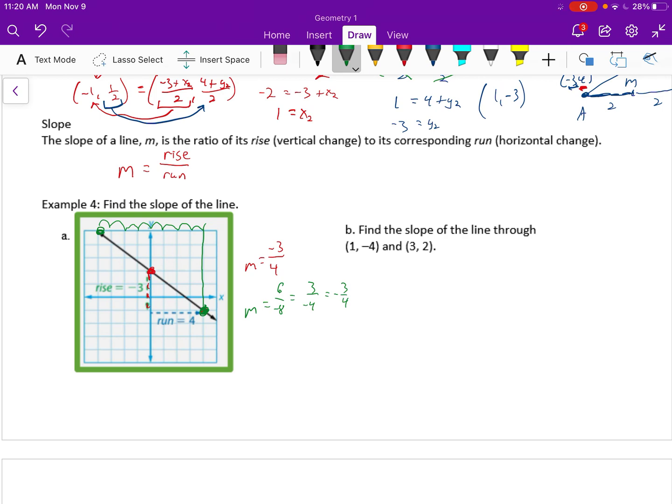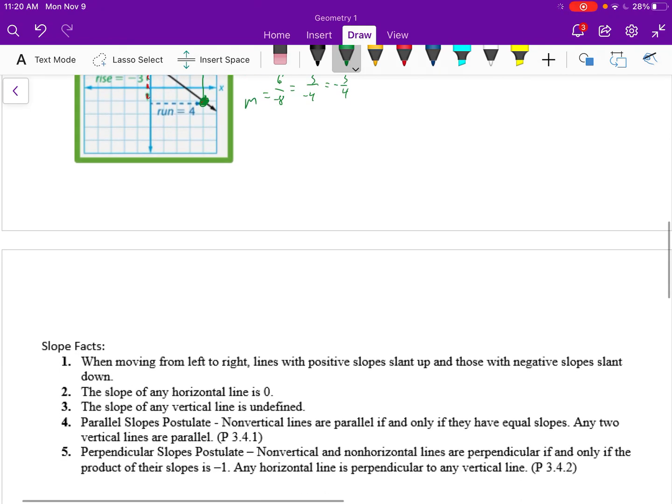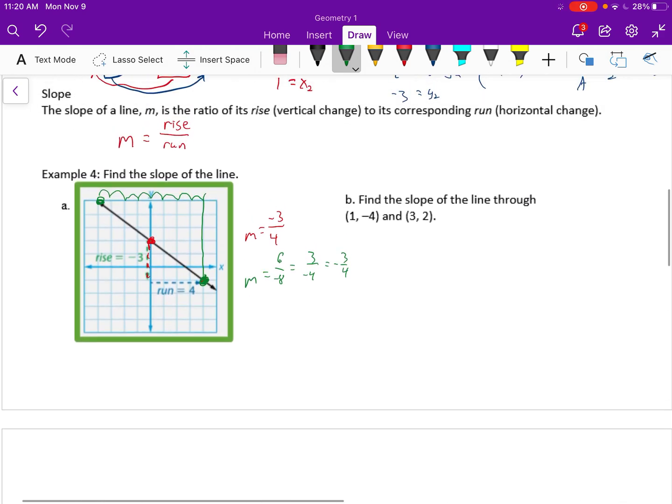Find the slope of a line through (1, -4) and (3, 2). Well, there's another formula or a way to think through this. We use this when we're talking about a graph or referring to a graph. But if we're just given a couple points, the slope is going to be y sub 1 minus y sub 2 over x sub 1 minus x sub 2. It's our change in y values over the change in x values.